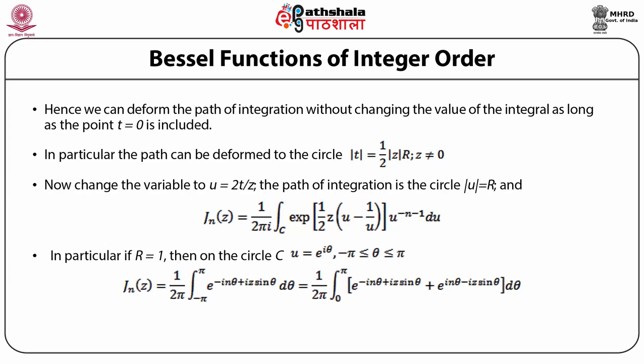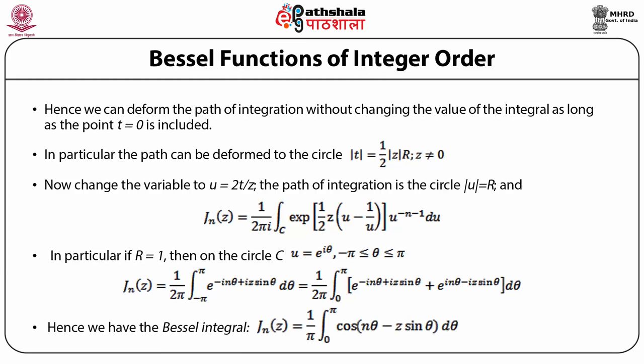In particular, if capital R is equal to 1, then on the circle C, u is equal to e raised to power i theta, where theta runs from minus pi to pi. Hence, Jn of z is equal to 1 by 2 pi integral over theta running over the definite limits minus pi to pi of e raised to power minus i n theta plus i z sine theta, which is equal to 1 by 2 pi integral over theta from 0 to pi of the terms e raised to power minus i n theta plus i z sine theta plus e raised to power i n theta minus i z sine theta. Here i is the iota and is equal to square root of minus 1.